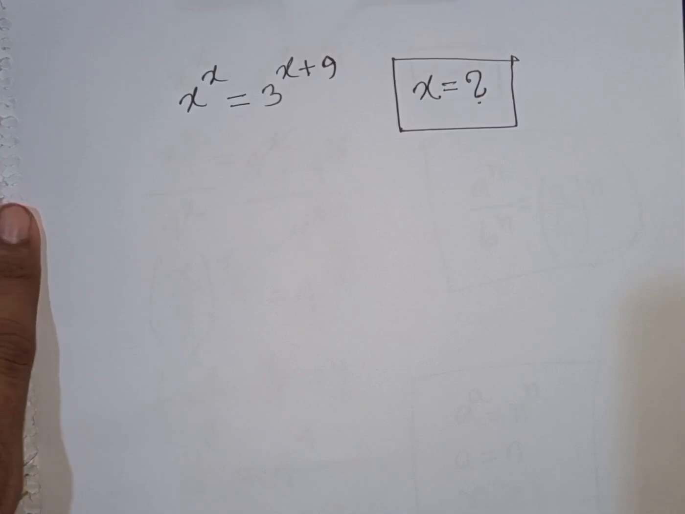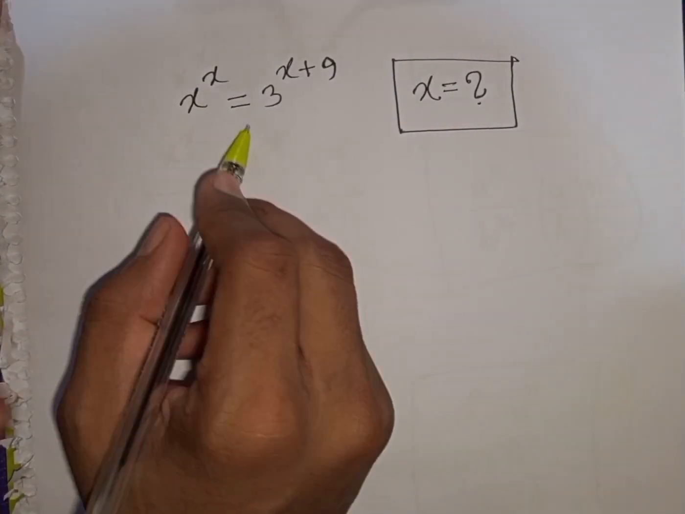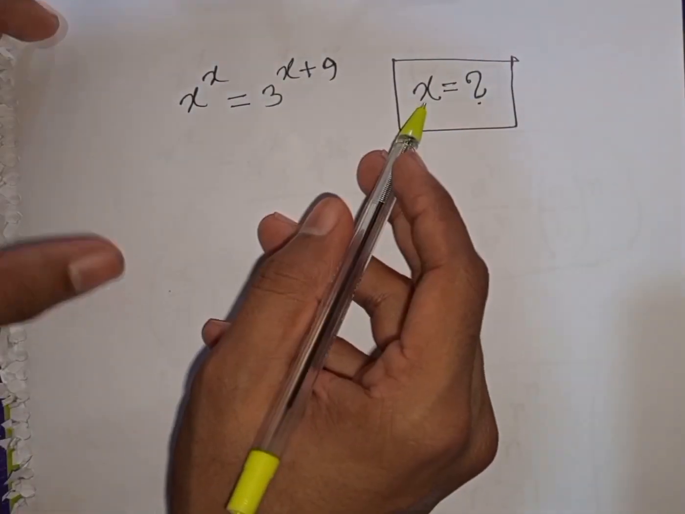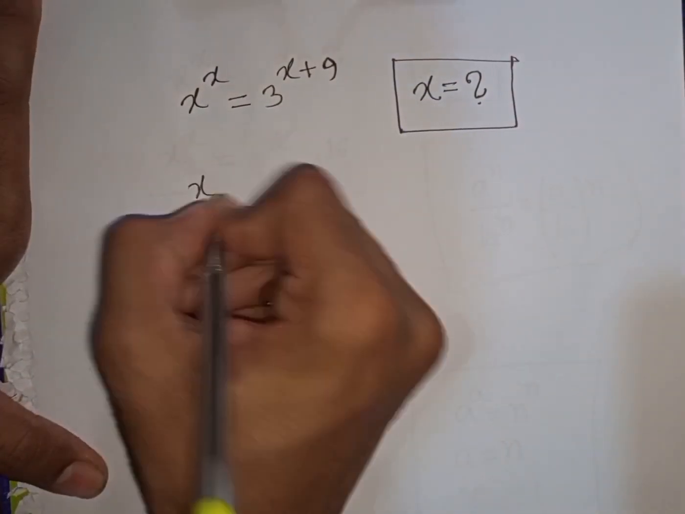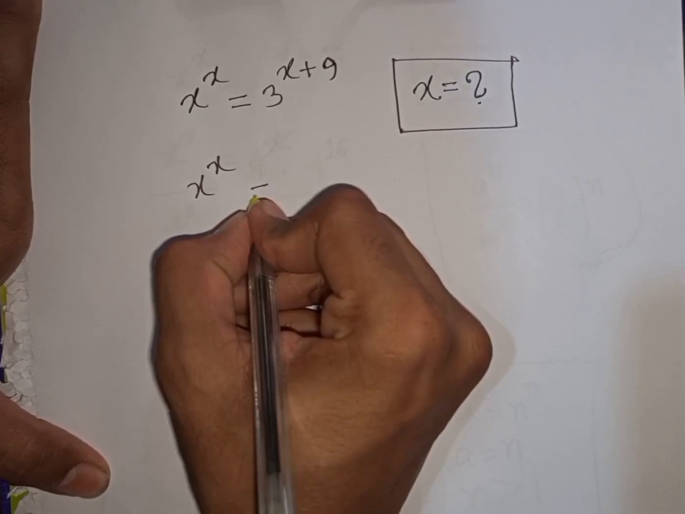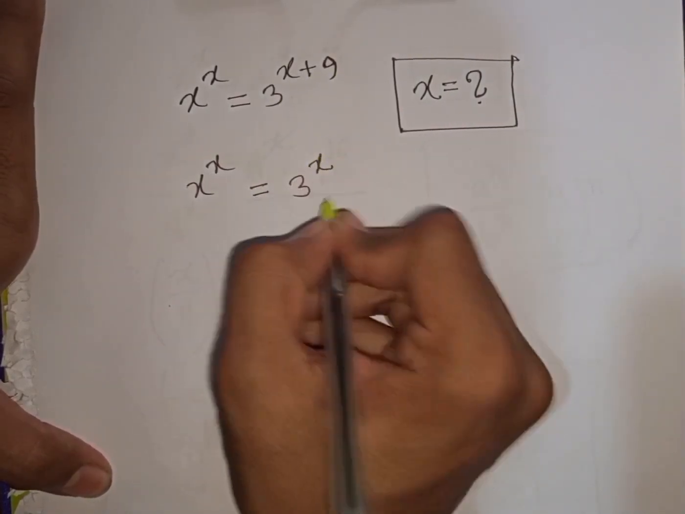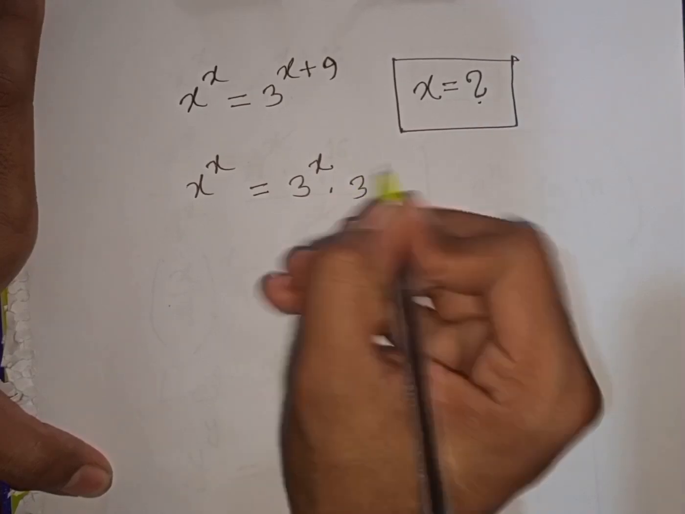How to solve x power x is equal to 3 power of x plus 9. Find the value of x. So we have x^x = 3^(x+9), which is the same as 3^x times 3^9.